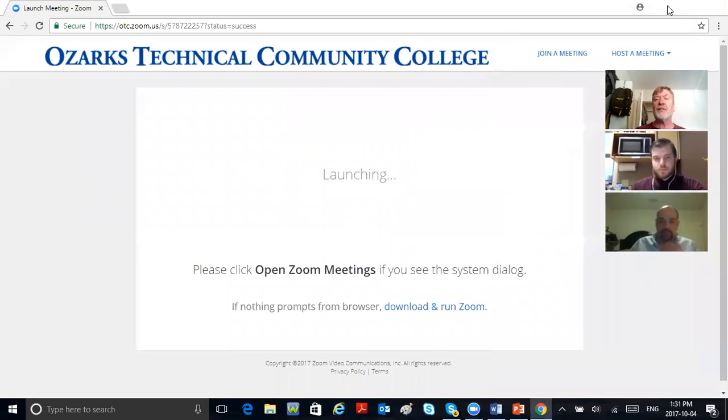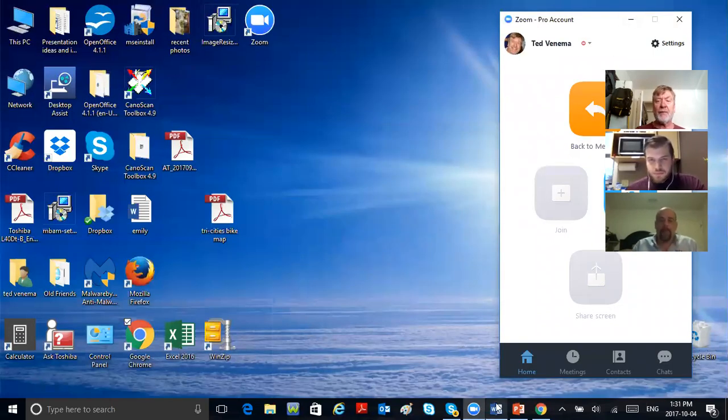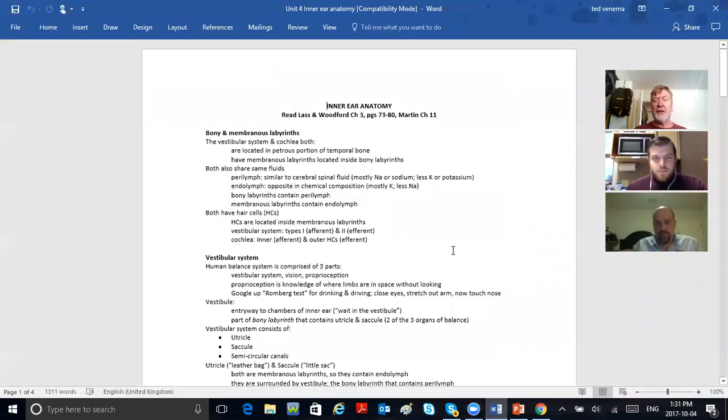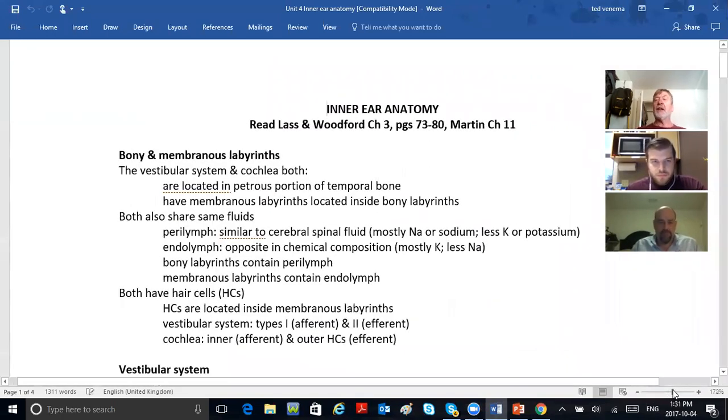I will share screen here so that we can see the notes where we left off from last week. Inner ear anatomy. I'll make it a little bit larger. I'll review what we did last week, and then we'll jump ahead so we can move through it, okay?